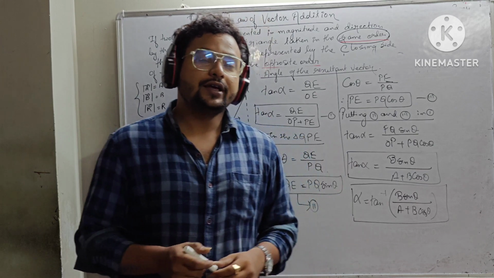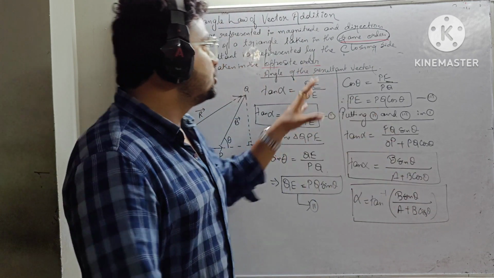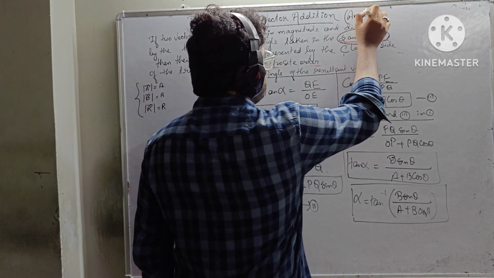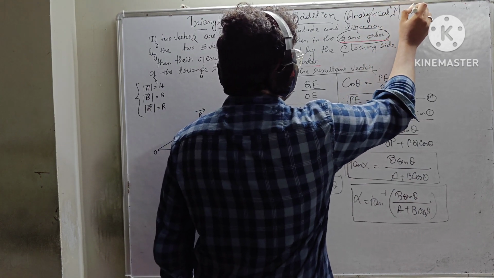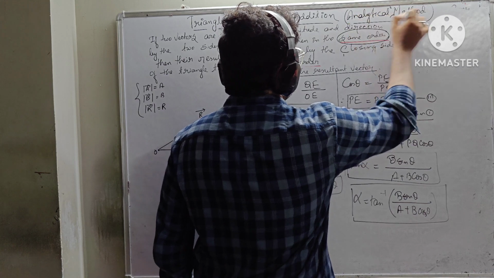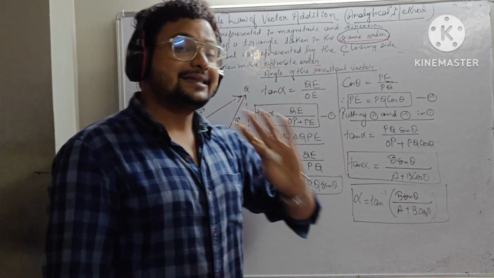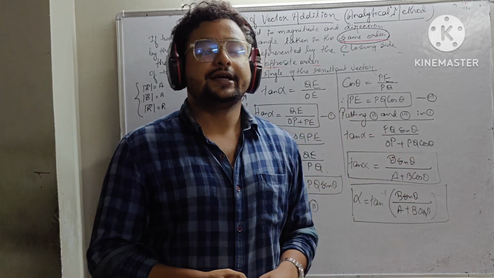So that is the way you can add two vectors using the triangle law. This is also known as the analytical method. Remember, analytical method. Now what is the meaning of analytical method? Analytical method means mathematically. We are deriving this mathematically. That is the analytical method of vector addition, using the triangle law.